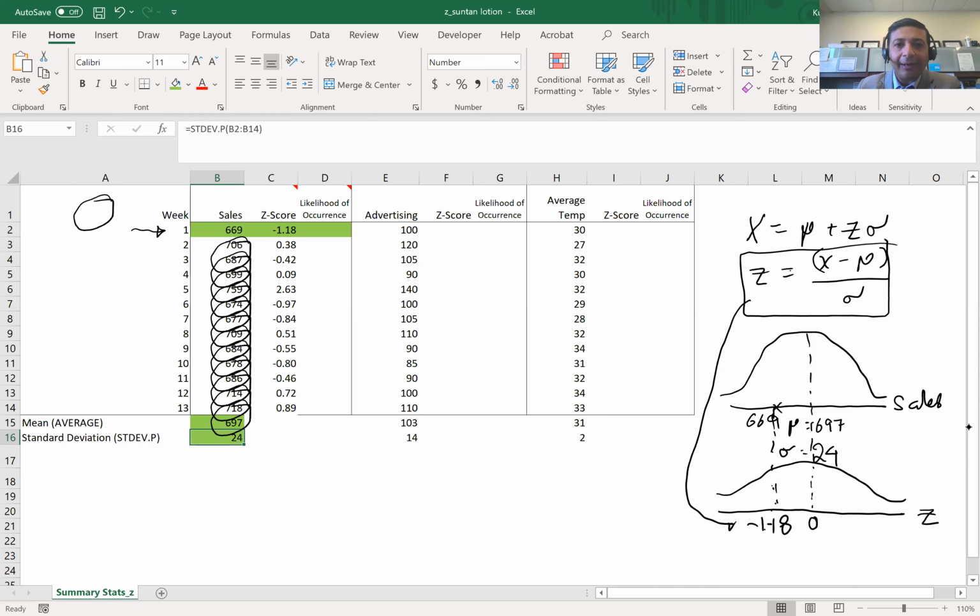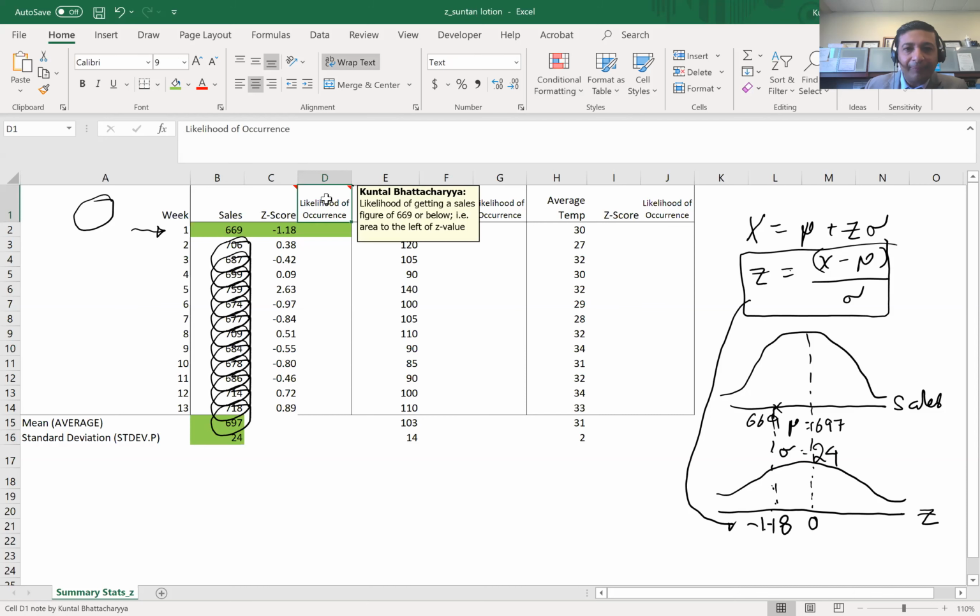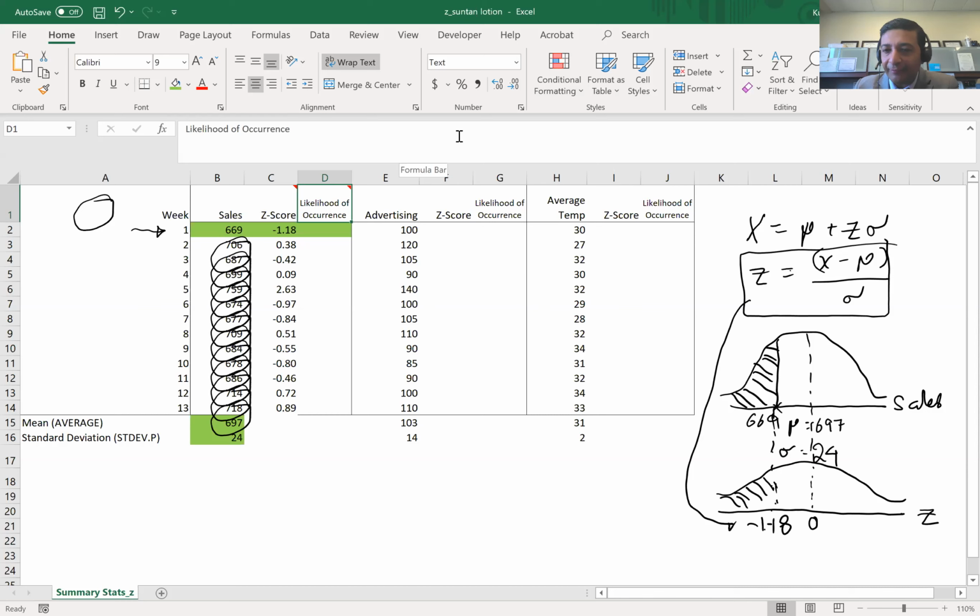Now the likelihood of occurrence of getting a sales figure of 669 and below is essentially this area. That's the likelihood of occurrence, right? That's where the probability piece comes in, which is the same as this area. And we all know it's a very easy process of finding this when you look up negative 1.18 on the Z table. You'll find the corresponding area under the curve.